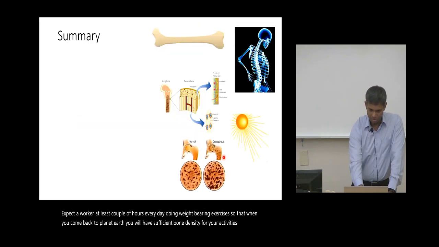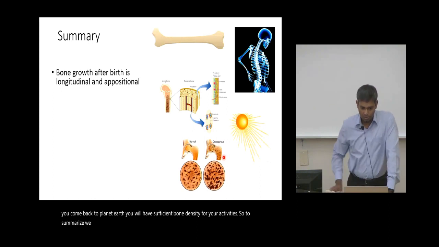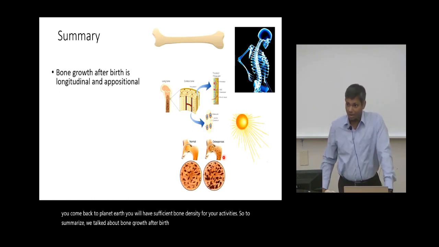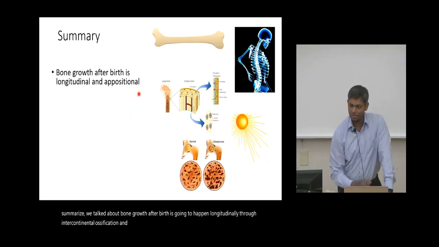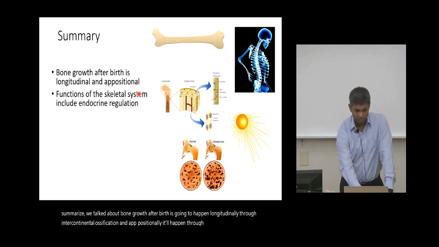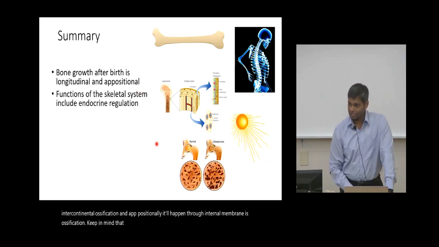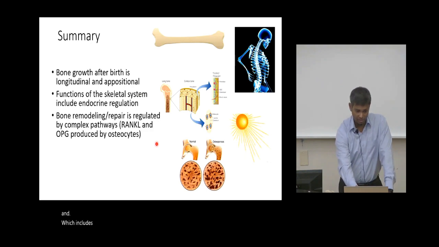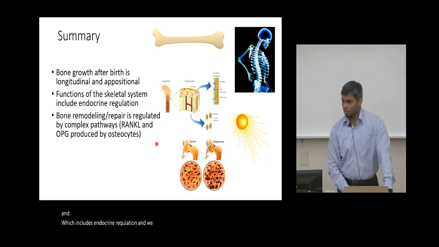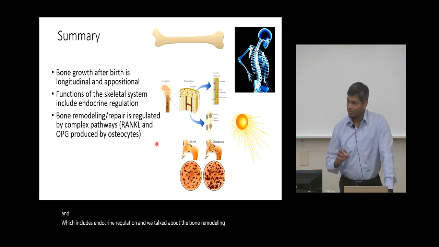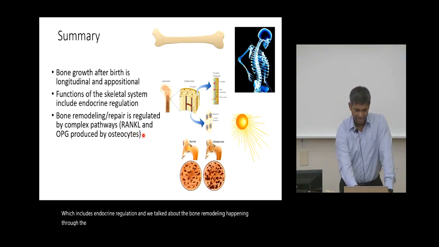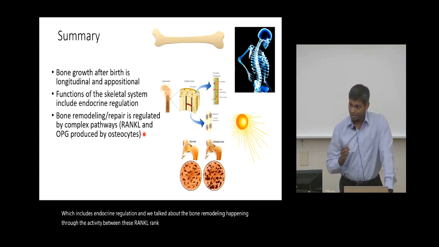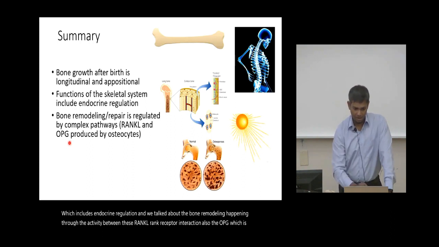So to summarize, we talked about bone growth after birth is going to happen longitudinally through endochondral ossification, and appositionally it will happen through intramembranous ossification. Keep in mind that the functions of the skeletal system include a number of things, and it also includes endocrine regulation. And we talked about the bone remodeling happening through the interaction between RANKL and the RANK receptor, and also the OPG, which is produced by osteocytes.